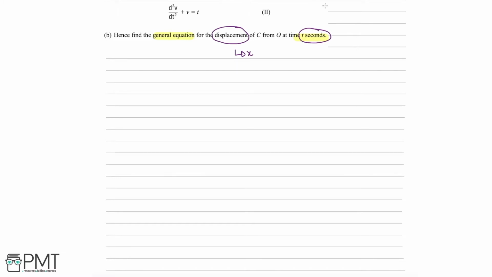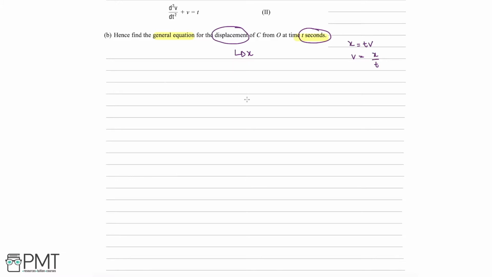So we should keep in mind that x is equal to tv, and thus v is equal to x all over t. Now we can solve this differential equation: the second derivative of v with respect to t plus v is equal to t, because we know how to solve second order differential equations. So in order to solve second order differential equations, we need to first find the auxiliary equation in order to find our complementary function, and then find our particular integral and add them together.